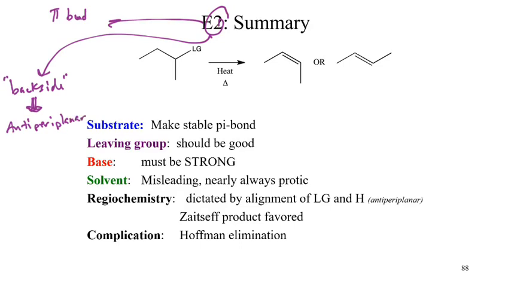Okay, so we have to still maintain that pseudo backside attack when we're running the E2 elimination. This is going to lead to very forced regiochemistries behind our pi bonds, being cis, trans, or otherwise. There is that complication of the Hofmann elimination.